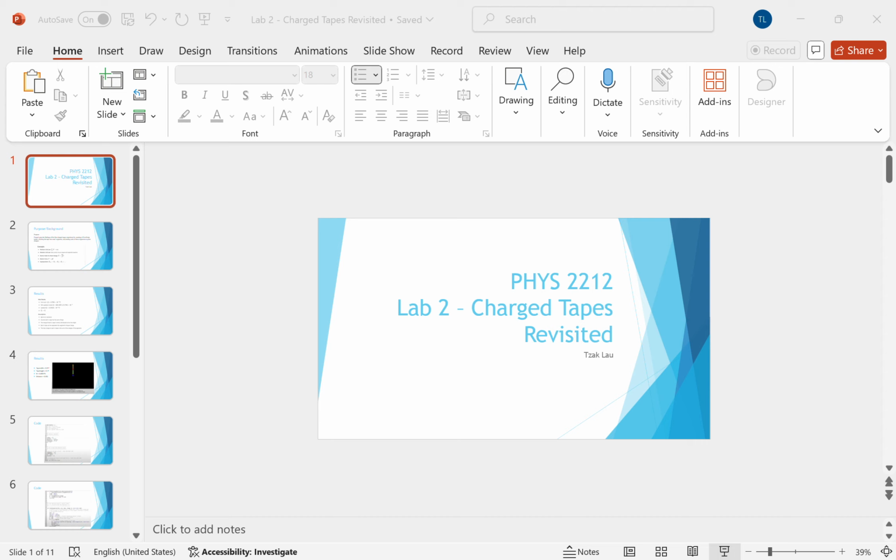That was pretty. Lab 2, charge tapes revisited. This experiment builds upon what we learned from the first lab, where we observed how charge tapes interact. We will take a deeper look into modeling the behavior of charge tapes.